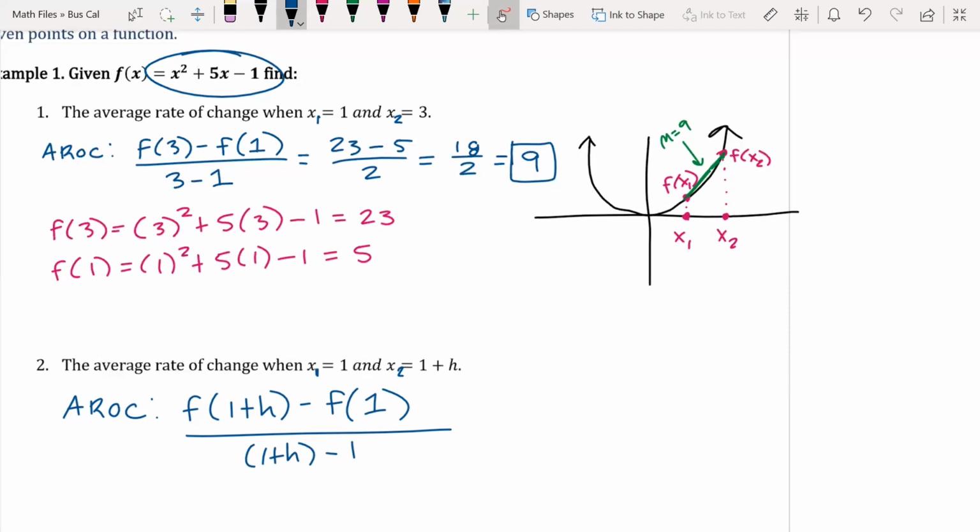Now, we already know what f of 1 is because we figured that above, but now we have to figure out what f of 1 plus h is. So again, in order to figure that out, we're just going to take 1 plus h and plug it in for every x into that original function above. So if I say f of 1 plus h, I plug it in for every x above. So I would have (1 plus h) squared plus 5 times (1 plus h) minus 1.